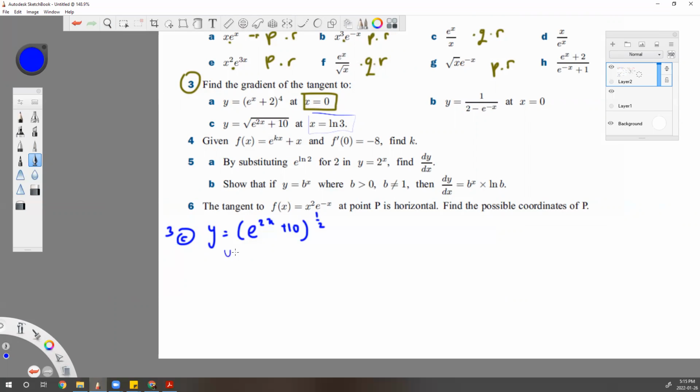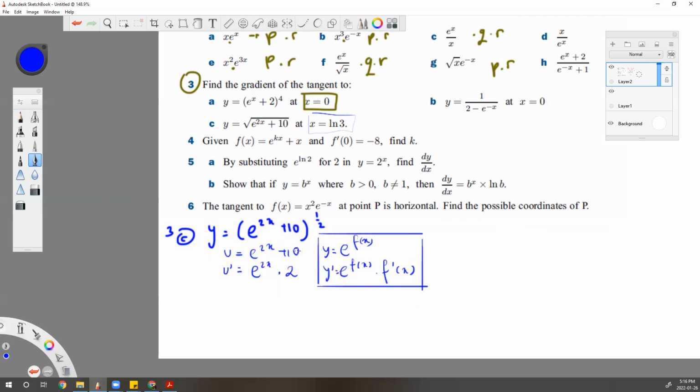So let u equal e power 2x plus 10. So the u accent is, be careful, e power 2x itself, but don't forget to multiply by the derivative of the power, which is 2. Because if we have e power f(x), the derivative is e power f(x) times the derivative of the power. So this is the rule. Okay, so the 10 part gives plus 0, because 10 derives to 0. So the u accent will equal 2 times e power 2x.